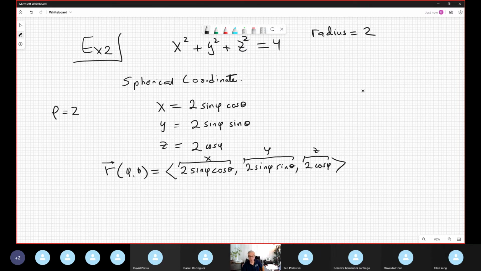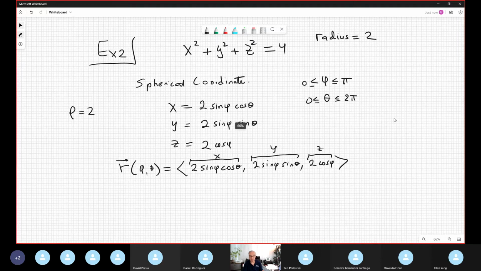So what about phi and theta? Suppose I want the full sphere. You see a full sphere, phi varies from 0 to pi. Pi, not 2 pi, pi. And theta varies from 0 to 2 pi. And this generates the full sphere.